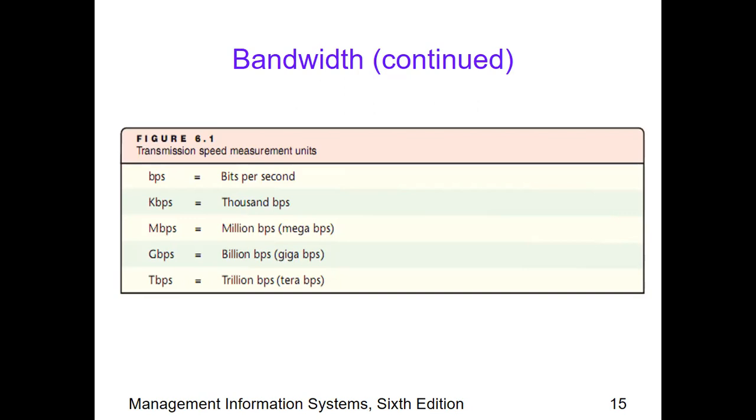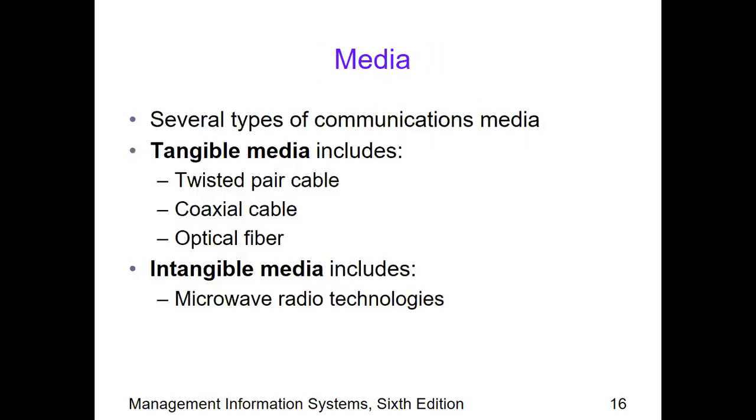And as we update more and more to the modern world, before we just heard kbps, now we are hearing Mbps and Gbps. So we will never know if we will go to Tbps. Media would be several types of communications. Media would be tangible, which have physical aspects, and intangible, not having physical substance.